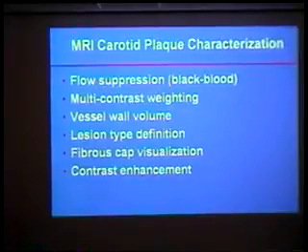The first thing is the issue of flow suppression. In order to do effective imaging of the vessel wall, the very first thing that we have to do effectively is to suppress signals from blood that happens to be right next to those lesions. This turns out to be not necessarily an easy thing to do.